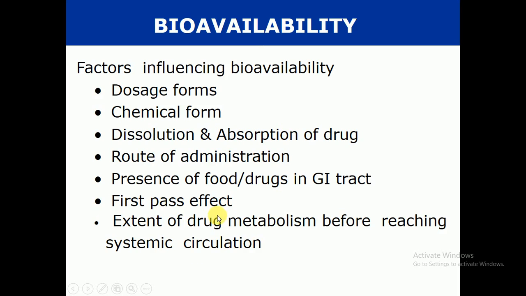First pass effect is also one of the major contributing factors. As we know, the liver is the major organ responsible for drug metabolism or food metabolism. So first pass effect can be defined as all the drug must be metabolized in the liver before it reaches the systemic circulation. I will explain the first pass effect in detail, but here it is one of the factors influencing the bioavailability.